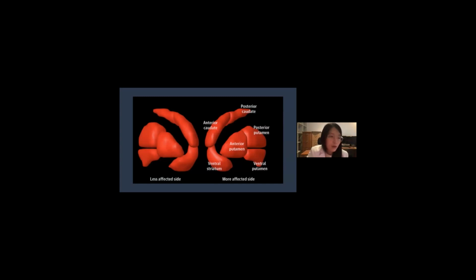More specifically, striatum looks just like a rabbit. It can be subdivided into the caudate, anterior caudate, and posterior caudate. And the face of the rabbit is ventral striatum, and body of the rabbit is putamen, divided into anterior putamen, posterior putamen, and foot of the rabbit is ventral putamen.